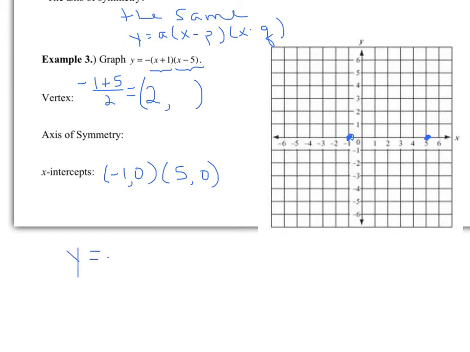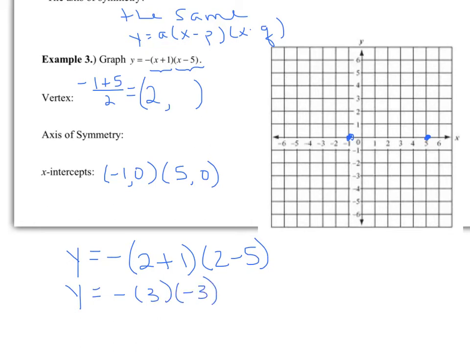So it says negative, and I'm going to plug 2 in for each x in the original equation. And this will give us the y value of the vertex. So 3 times -3. So we end up with -3 times -3 is 9. So 2, 9 is our vertex. Now, on my graph, 2, 9 is not really listed, so I'm going to just go ahead and estimate where 2, 9 would be.